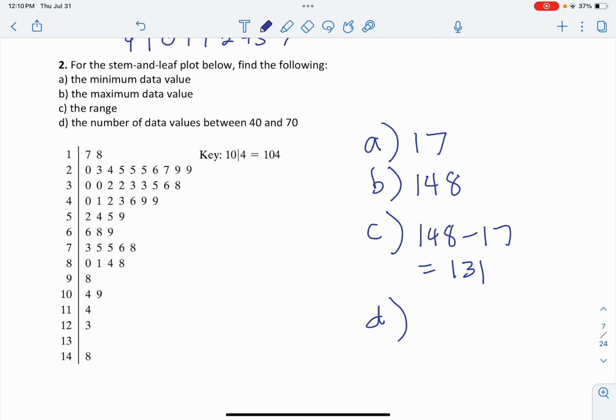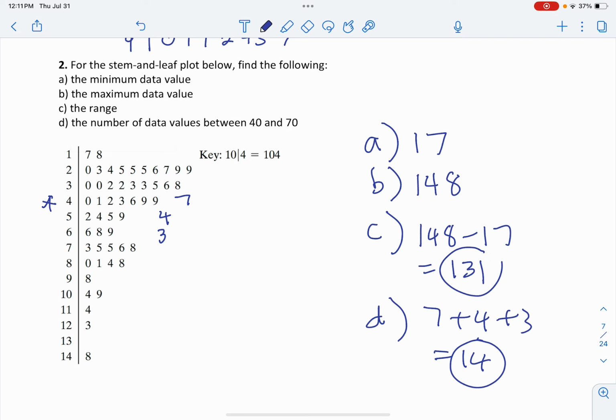Now, careful here because, okay, for the 40s, right here, there's 1, 2, 3, 4, 5, there's 7 of them there. There's 4 of them in the 50s. There's 3 of them in the 60s. But once we get to the 70s, that represents 73, 75, 75. Those are all larger than 70, so we would not include those. All right, so we would just add 7 plus 4 plus 3 only for a total of 14. Okay, so those are our answers for number 2.